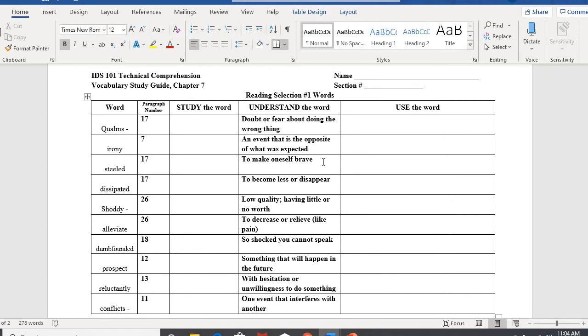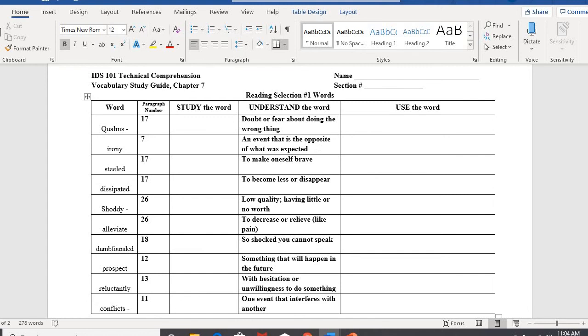Okay, number 2. Our high school history teacher would say it is irony that Juan graduated from college with a degree in history since he always skipped his high school history class. The word irony is in paragraph 7, and it's basically the opposite of what you expect. You think one thing's going to happen, well, the exact opposite occurs instead.